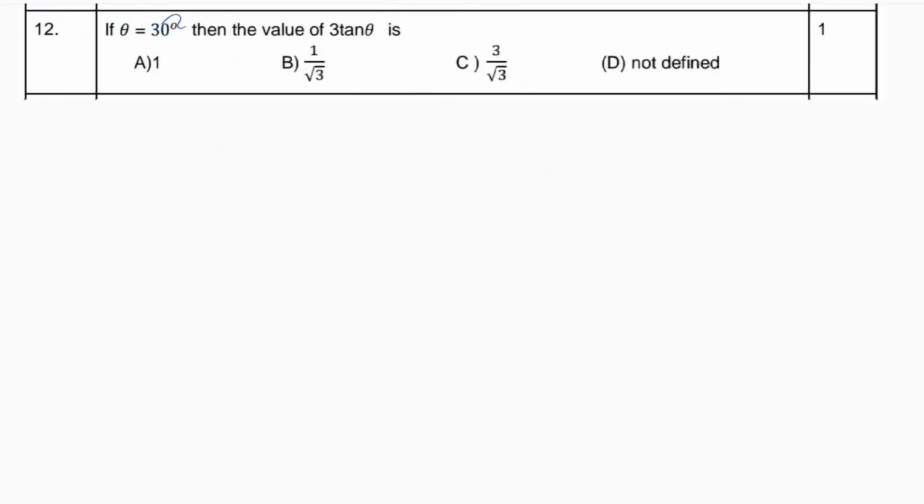If theta is 30 degrees, then the value of 3 tan theta. So 3 tan theta value is like 3 tan 30. Tan 30 value you'll get in the table. So 3 times it's 1 by root 3. So 3 times 1 is 3 by root 3. So it's a direct option. Correct option is C. Actually we'd rationalize, but here they give a direct option. So the correct option is C.